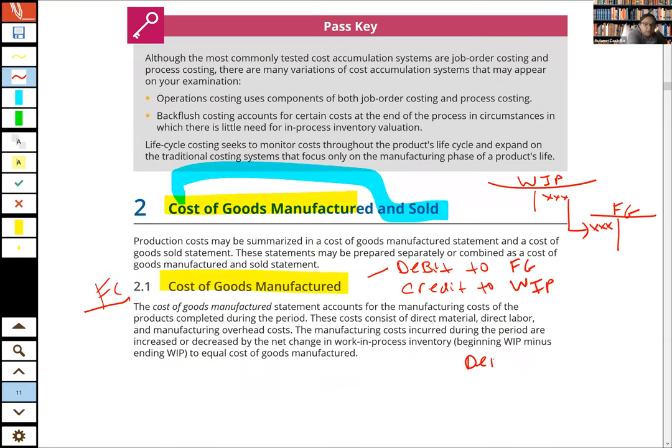Cost of goods sold. Good. You debit cost of goods sold. What do you credit? Finished goods. Well, you credit inventory. And since we're dealing with a manufacturing entity, you're right, we would credit finished goods, wouldn't we?